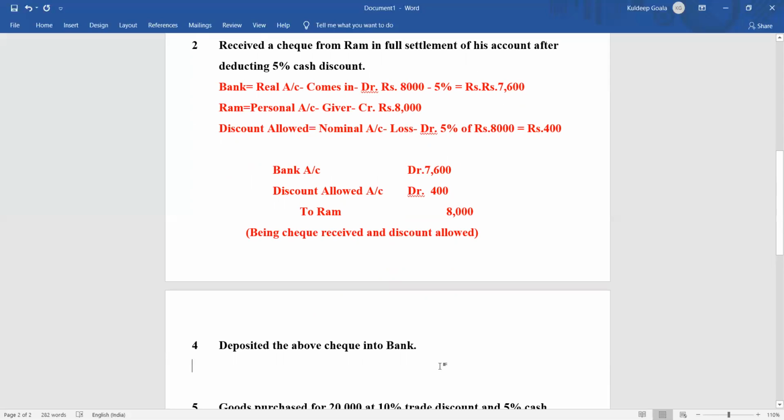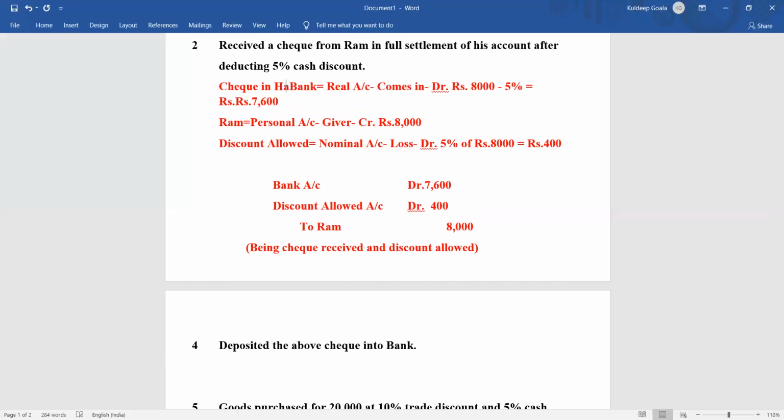So what is given here? Deposited the above check in the bank. Now there is a twist here. There is a big twist here, because here it is given that the above check was deposited in the bank. Most of the time this doesn't happen in the journal entry, but in this situation it is happening here. Whenever it is mentioned that the check has been deposited in the bank on some other date, what will you do? Instead of taking bank, you are going to write it as check in hand account. Okay, check in hand account will be taken as a real account.